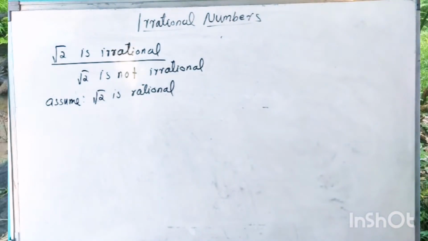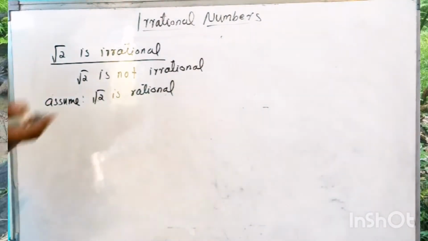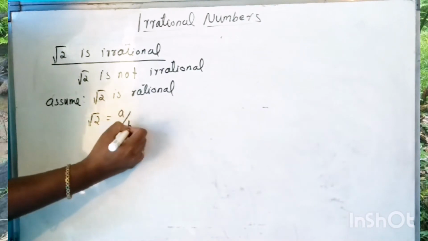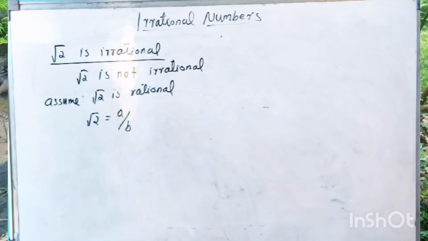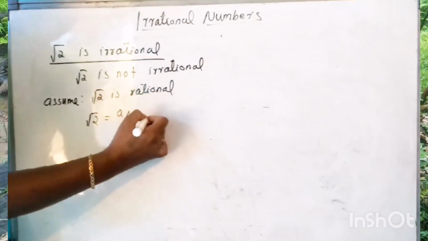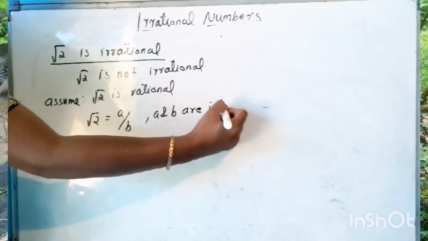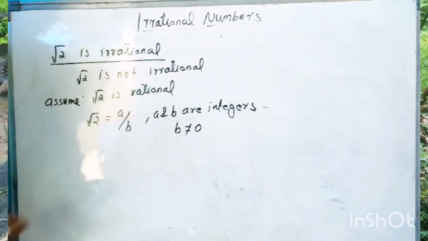What is the speciality of a rational number? If a number is rational, then we can express it in the form P by Q. Here root 2 is rational, so we can express this number in the form P by Q. So I'm going to write root 2 as A by B, where A and B are integers and B is not equal to 0.